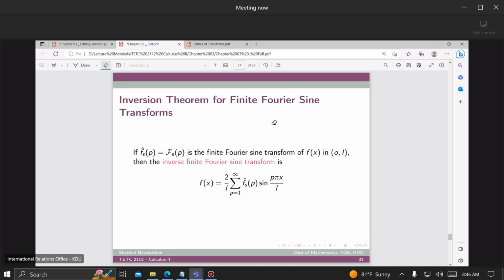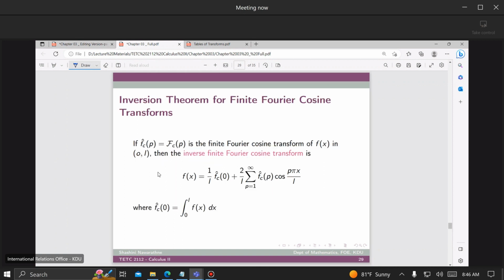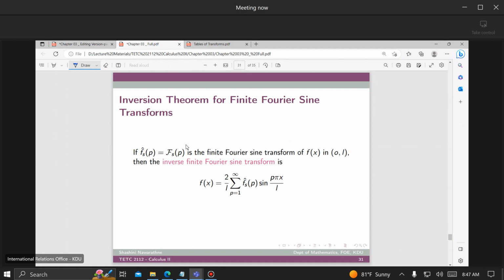Okay. The inversion theorem of the finite Fourier sine transform. That means, when the finite Fourier sine transform is given, how to find the function f of x. Here you can see that in this formula there are no two parts, just like in the previous case when we were discussing the finite Fourier cosine transform. With that transform there are two parts in the formula, but in the finite Fourier sine transform there is only one part.